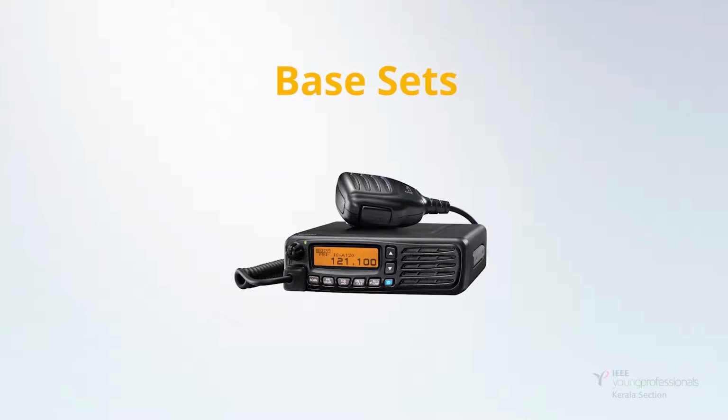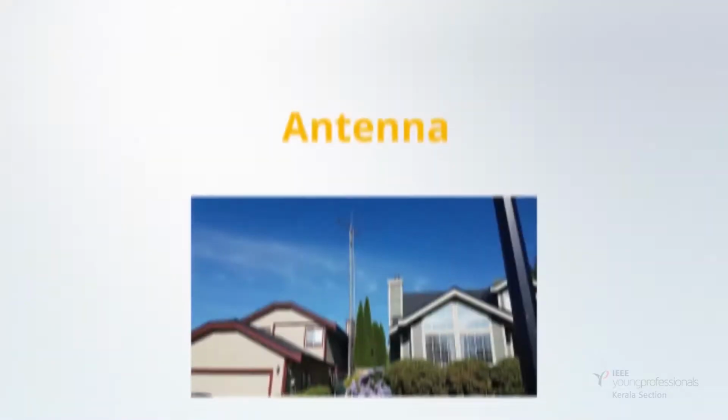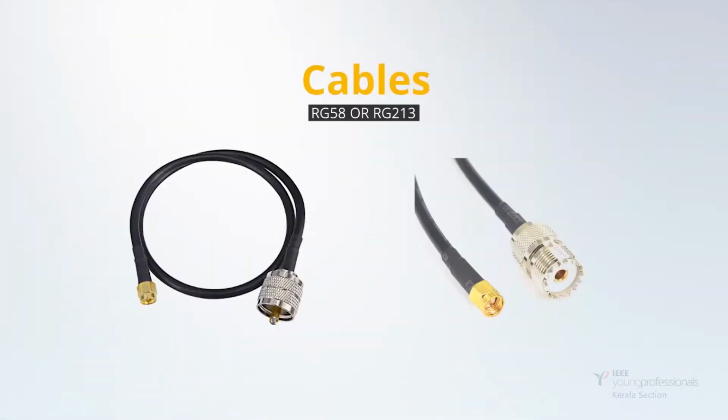The other equipment you need to start your ham journey or amateur radio communication journey is antennas and cables, either a good quality one called RG213 or a lower one of RG58.